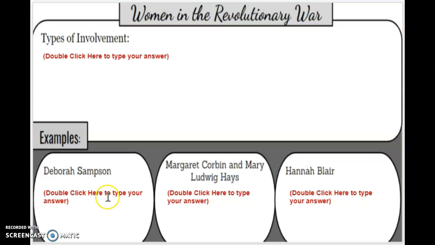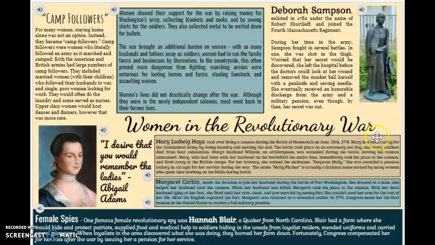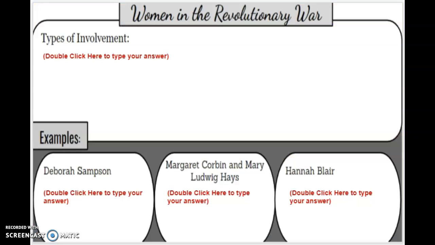And then on the bottom, you're going to give examples of how each of these women participated in the Revolutionary War. Again, you can find all that information. Their names are listed in each section. So look in each section, see what they did, and go ahead and just type a short answer in the box.